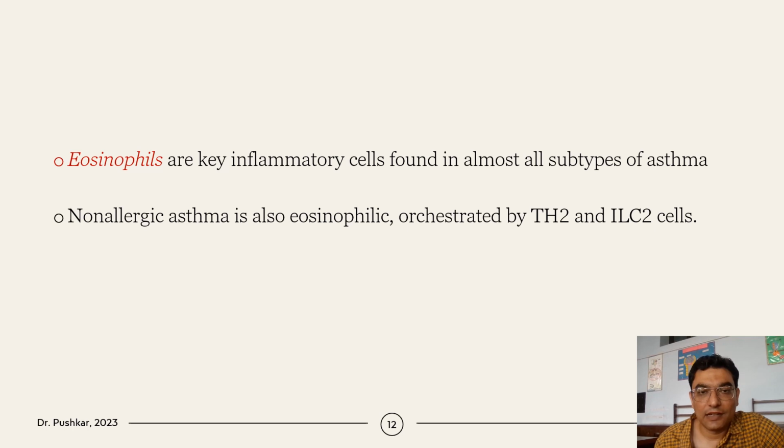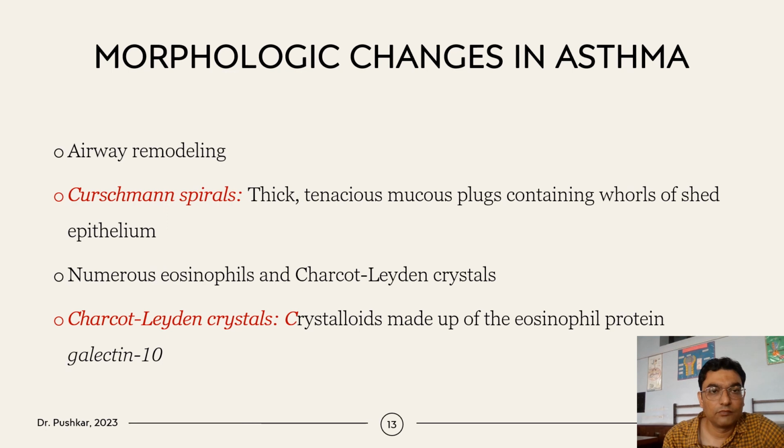So the eosinophils are the key inflammatory cells which are found in almost all subtypes of asthma, and the eosinophilic recruitment is orchestrated by the TH2 cells, we saw that, as well as ILC2 cells. So eosinophils and lymphocytes are very important inflammatory cells that are involved in the pathogenesis of asthma. So then we saw the various morphological changes that are happening in asthma. We saw the airway remodeling.